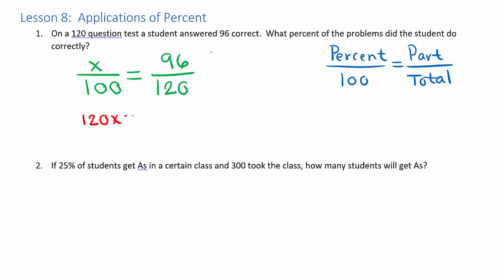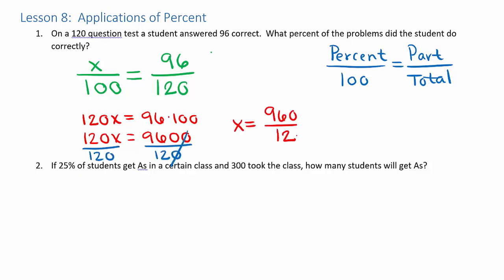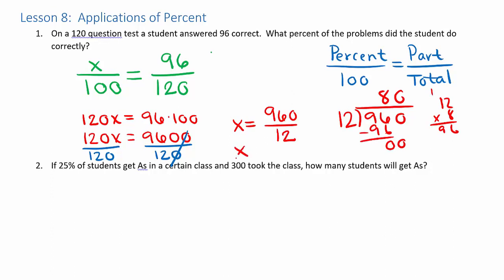Now I can solve this proportion by cross-multiplying. So 120x equals 9600, and to finish I'll divide by 120. So x is 960 divided by 12, and 12 times 8 is 96. So 960 divided by 12 would be 80, and my answer is a percent. 80% of the problems were done correctly.